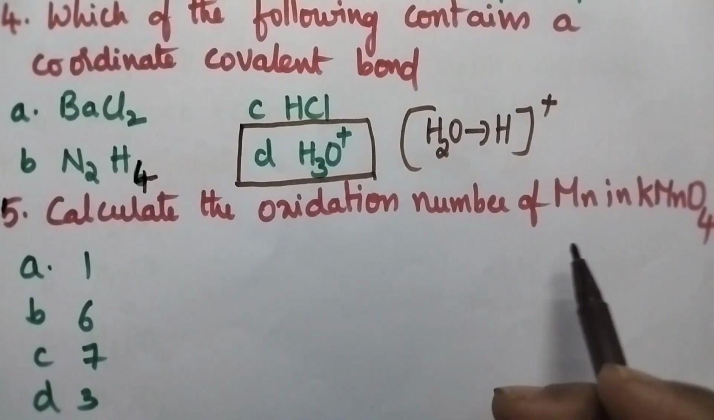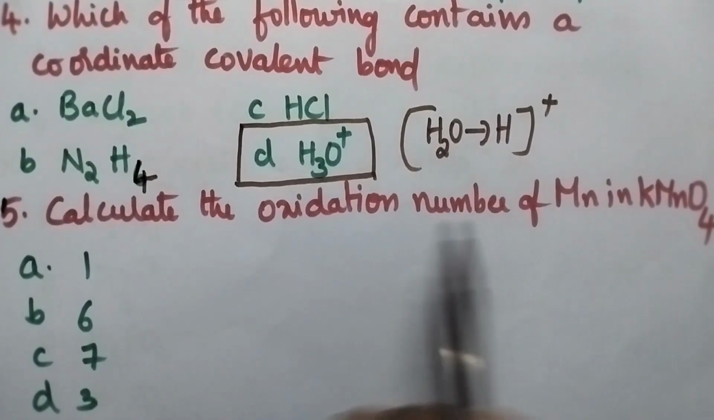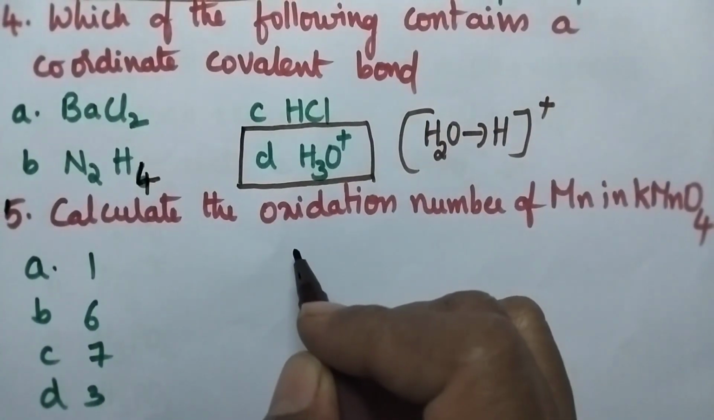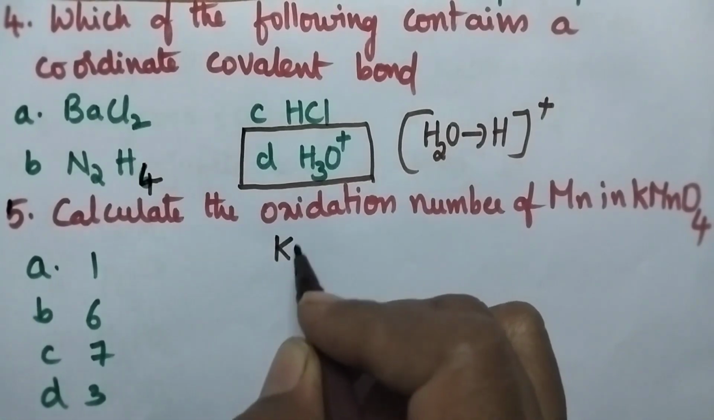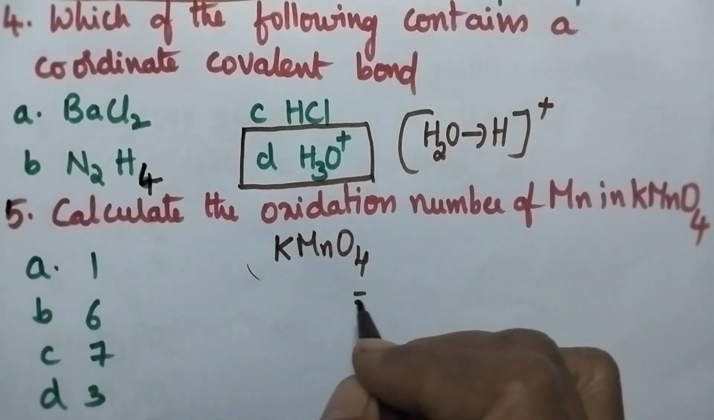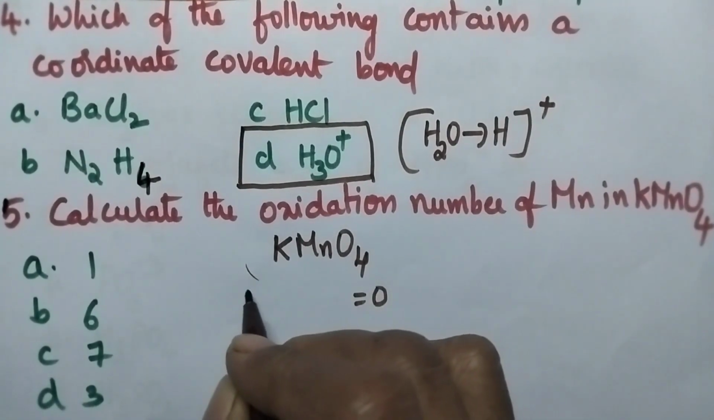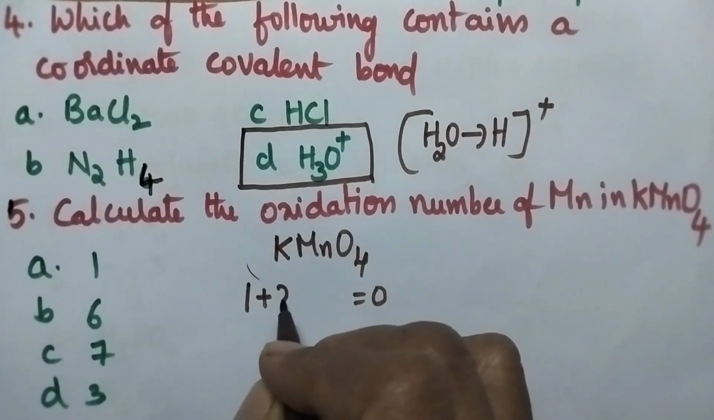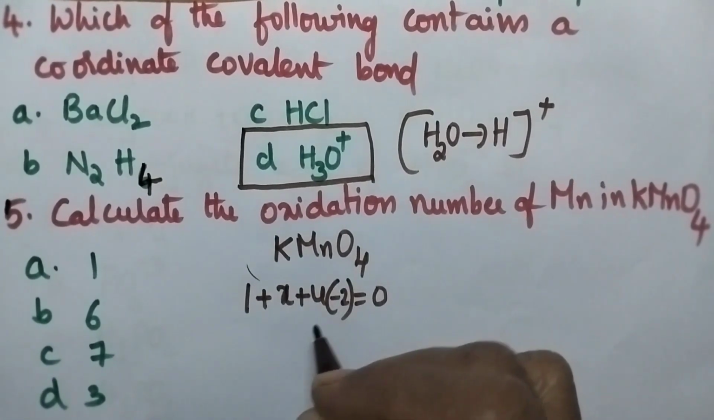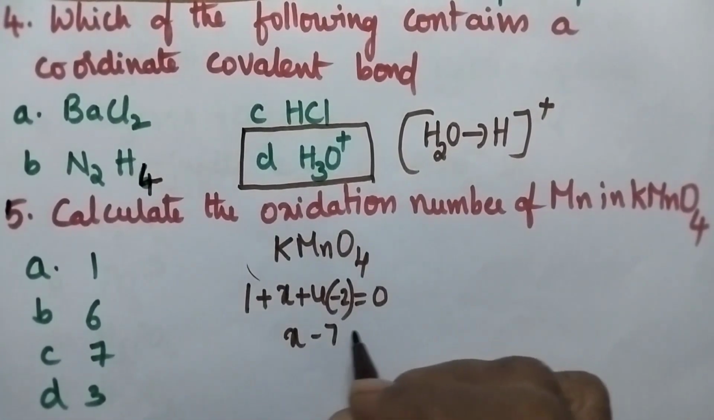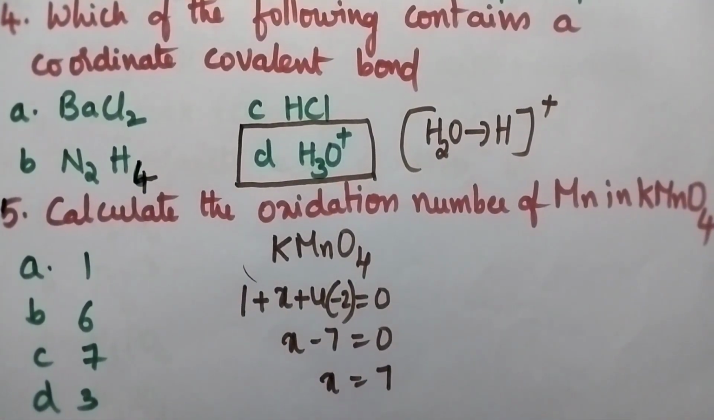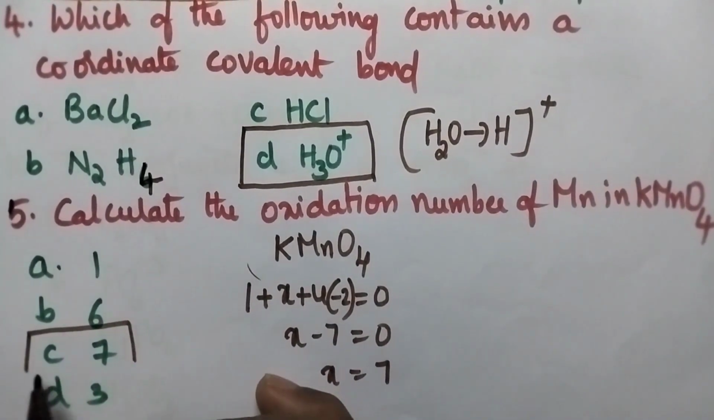Calculate the oxidation number of manganese in KMnO4. Option A 1, B 6, C 7 and D 3. While calculating oxidation number, here KMnO4 is given, so the total oxidation state of this compound is equal to 0. Oxidation number of potassium is 1. Manganese we have to calculate, plus 4 oxygen atoms are present. Each oxygen atom carries -2 charge. So x minus 7 equals 0, so x equals 7. The oxidation number of manganese is 7. Hence the right option is option C.